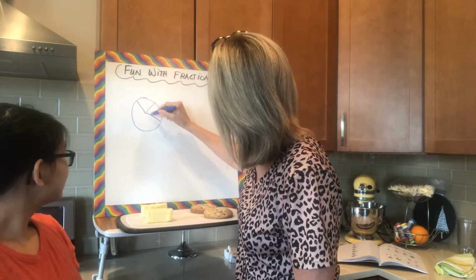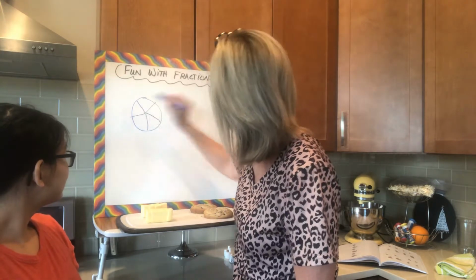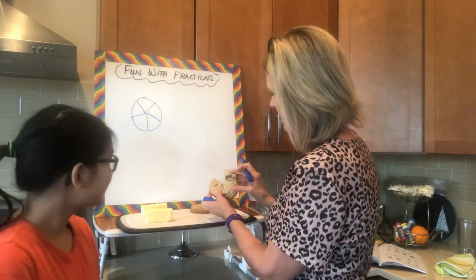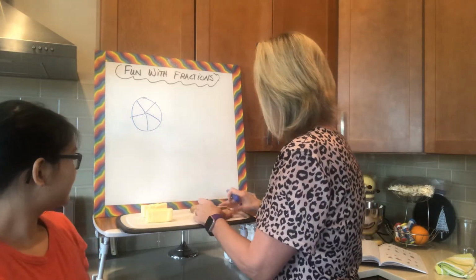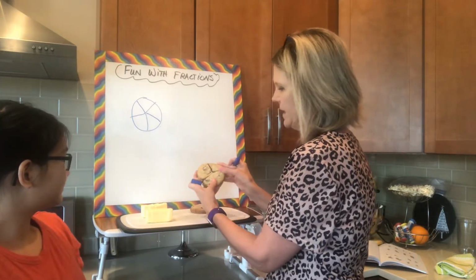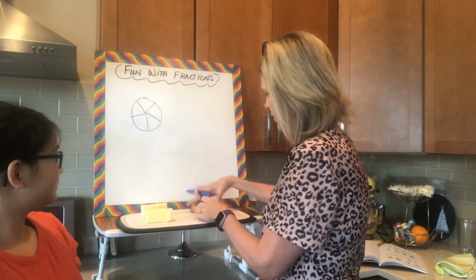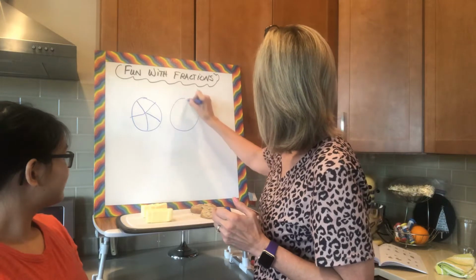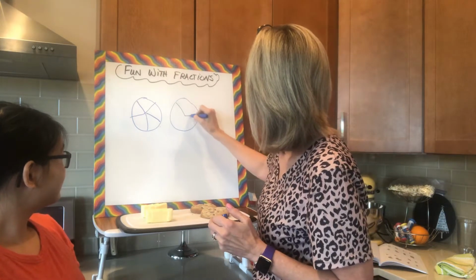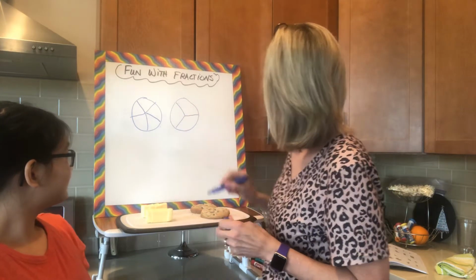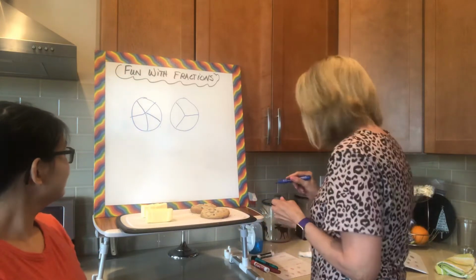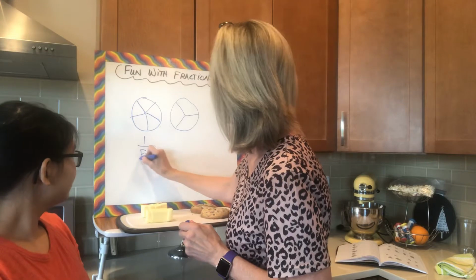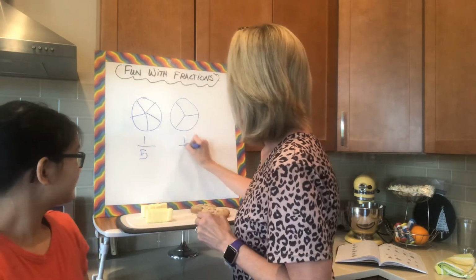Fifths is always a little tricky for me, but there we go. And now this cookie, Ming Mei, it's divided into how many pieces? Into thirds. I cut that into thirds. They started off the same size of cookie, but this one's just divided into thirds. Okay. Now if I wrote this down, 1/5 and 1/3.